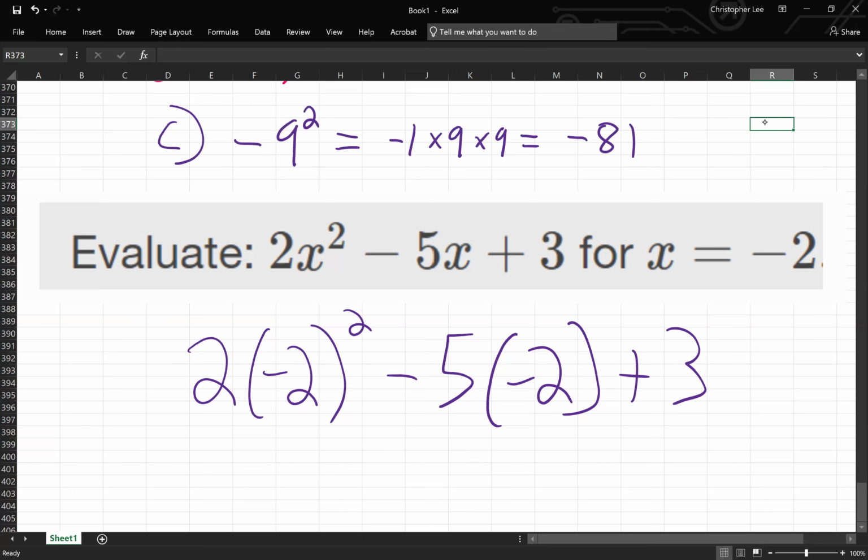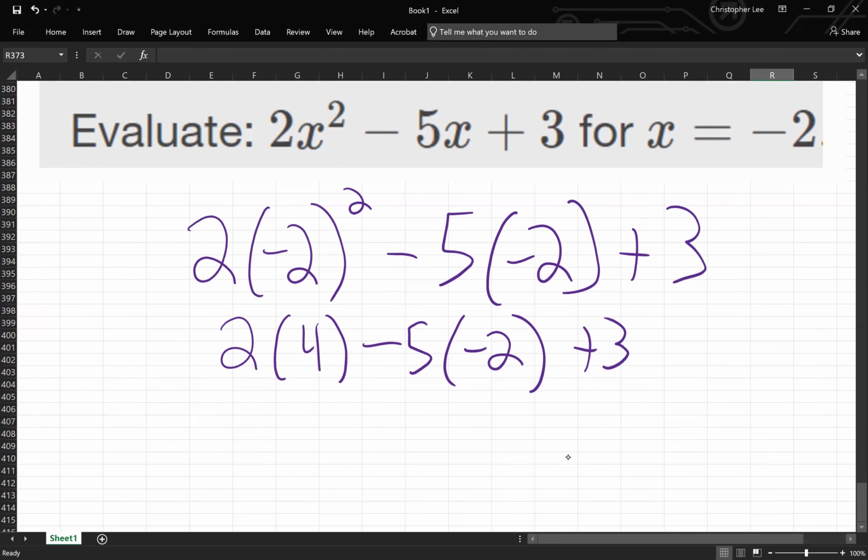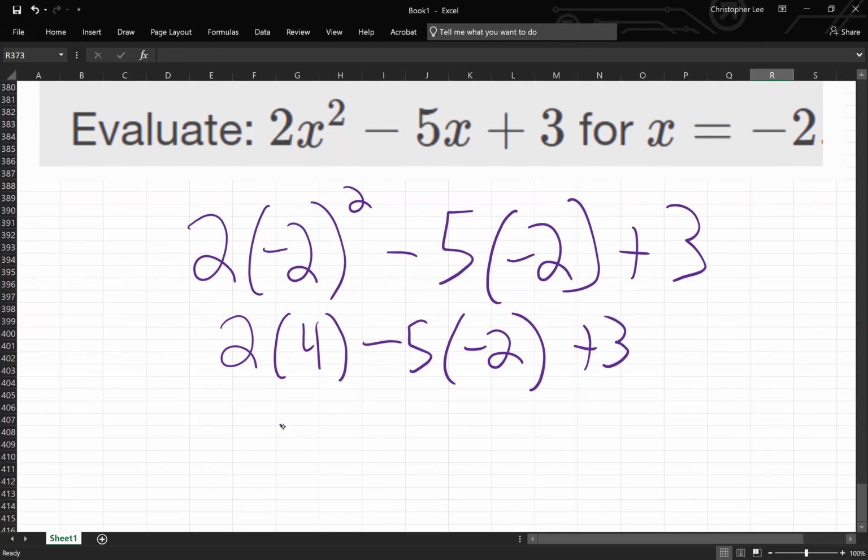Negative. Good, good. Minus 5, minus 2, plus 3. All right. So what's 2 times 4? 8. Very good. What's negative 5 times negative 2? Plus 3. Very good. It's the hard part right here. What's 8 plus 10? 18. All right. And what's 18 plus 3?